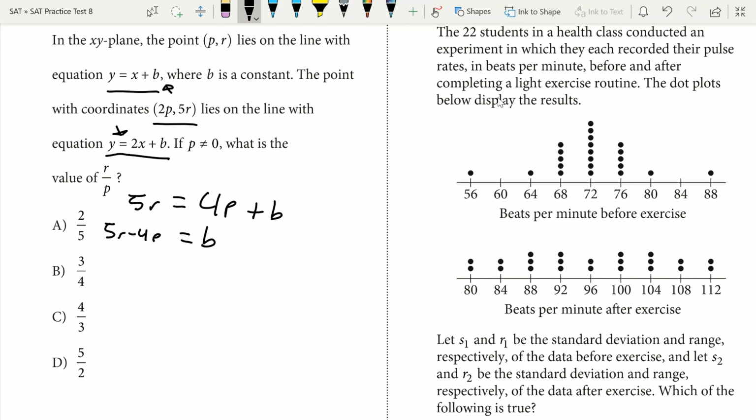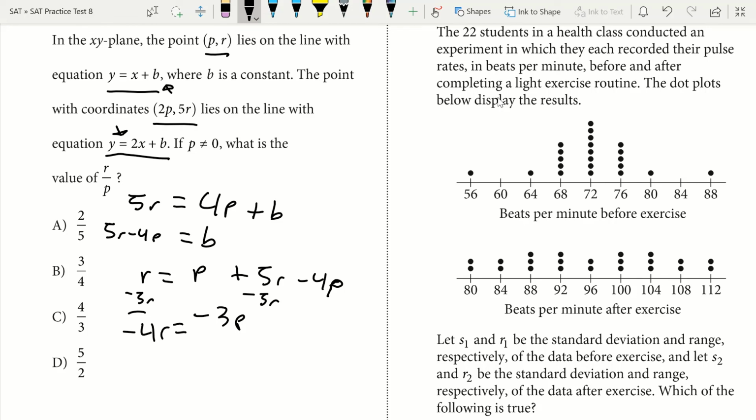So I'm going to plug that into my equation y equals x plus b with my point (p, r). Well, r is going to be my y value, so r will be y, and that's going to equal p, our x value, plus b. We're told b is 5r minus 4p. So p minus 4p is going to give me negative 3p. And then when I subtract 5r from each side, I get negative 4r equals negative 3p. Now I need to get r over p.